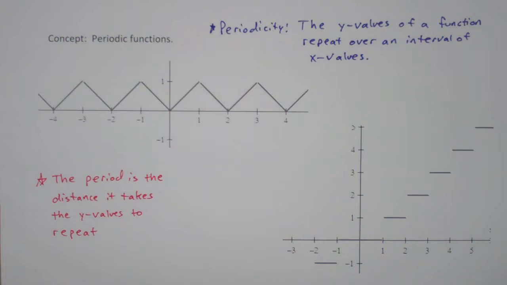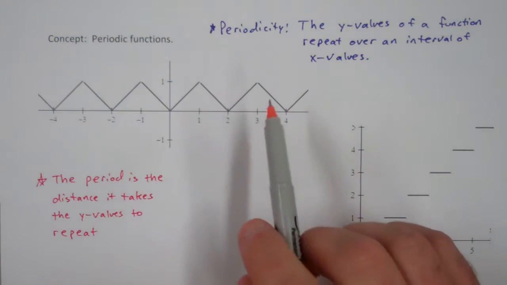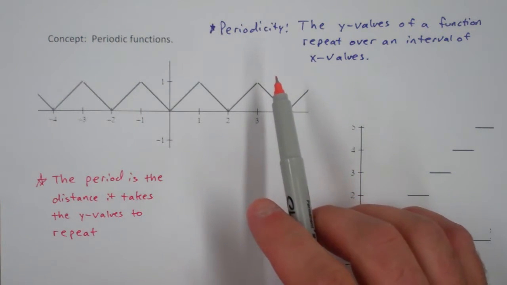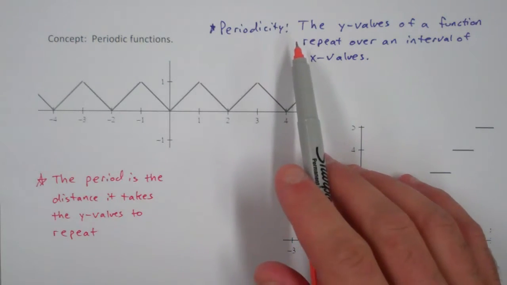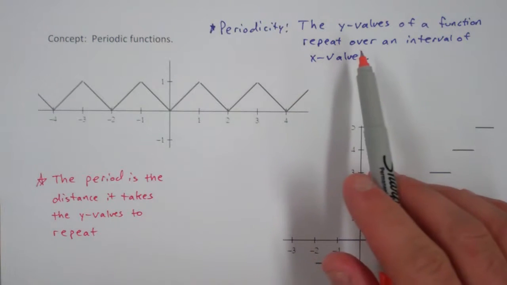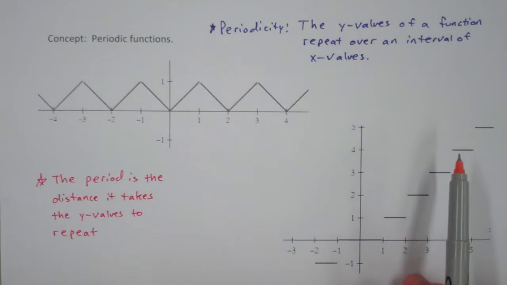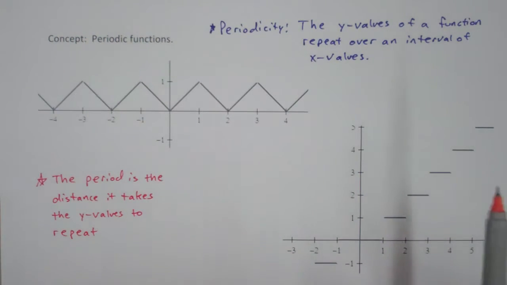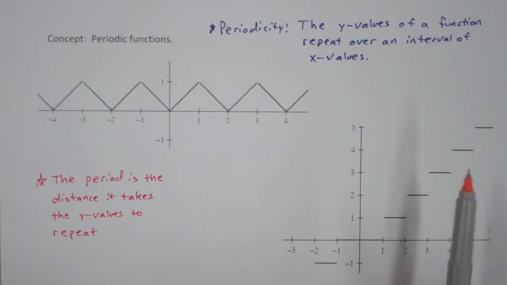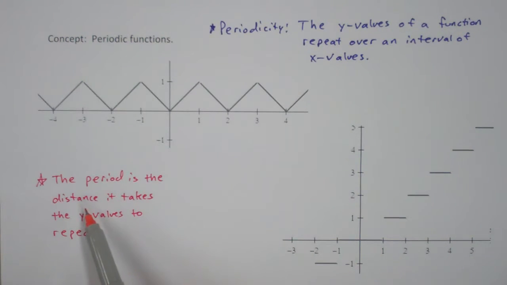In this concept video, we're going to be discussing periodic functions. I've written some notes here, so take the time if you need to write these down. Pause the video. Periodicity is just the fact that y values of a function repeat over an interval of x values. If those y values don't repeat over an interval of x values, then the function is not periodic. Also, down here on the left-hand side, the period is the distance it takes for the y values to repeat.